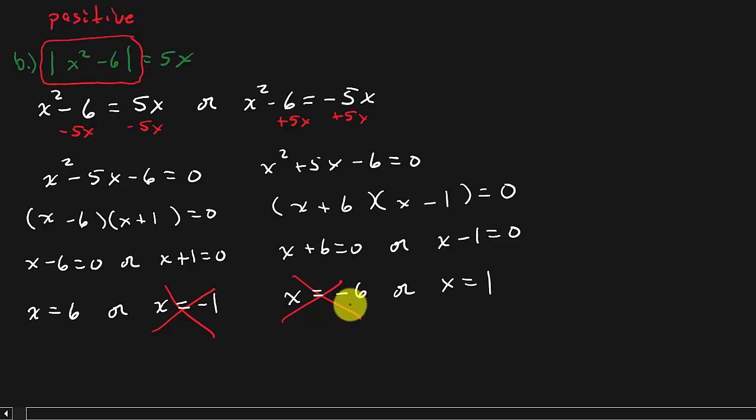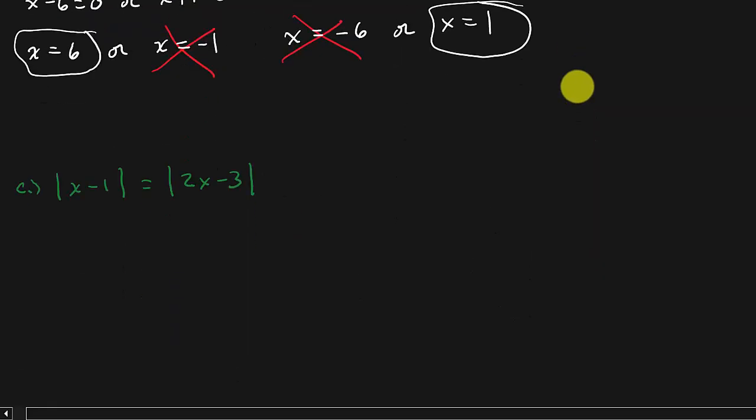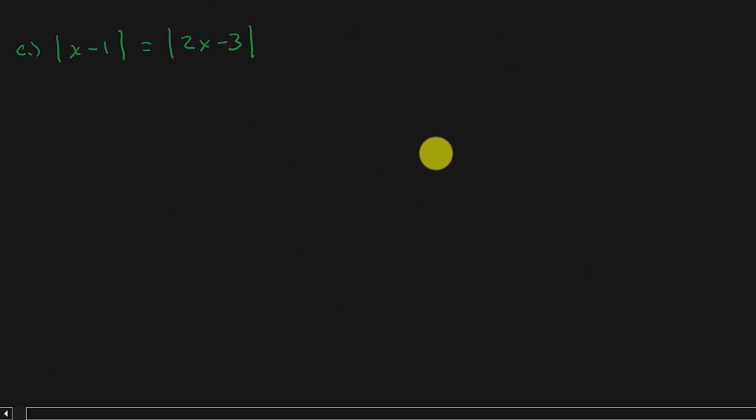And then the same thing for the negative 6. That would give me negative 30. There's no way the left-hand side can equal negative 30. So those get crossed out. And so now that's my two solutions, 6 and 1. All right. Last one. All right.